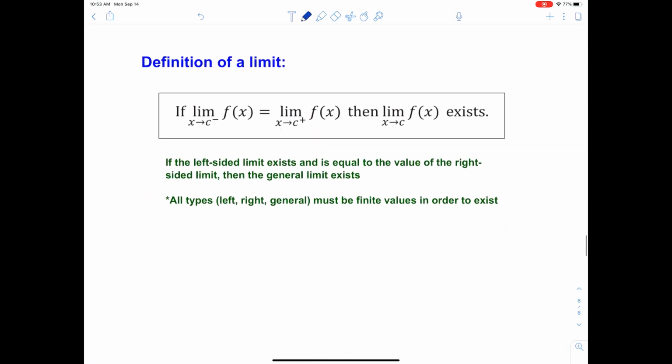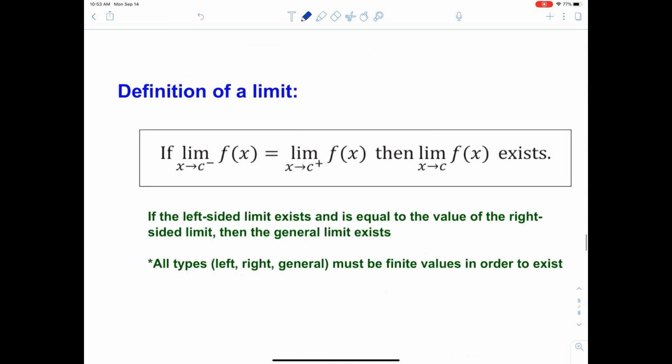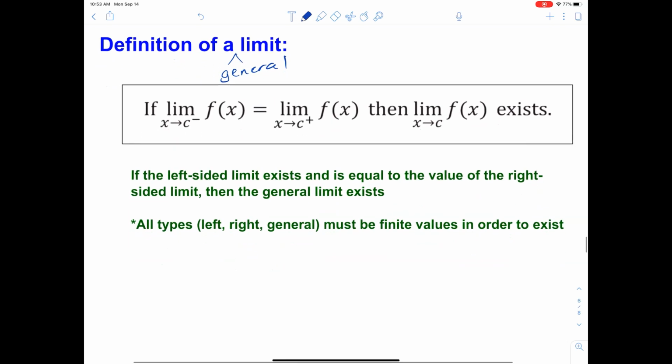Okay, so we have this slide right here. I'm going to insert here: definition of a general limit. It basically says the exact same thing that we just said. If the left-hand limit exists and is equal to the right-hand limit, then the general limit, where there is no plus or minus sign above that c, exists.